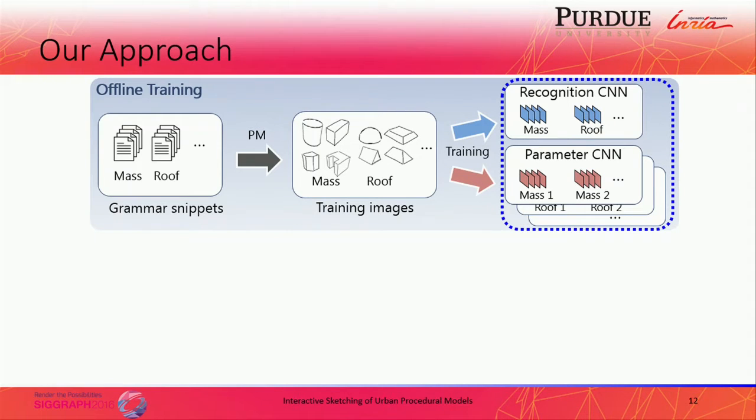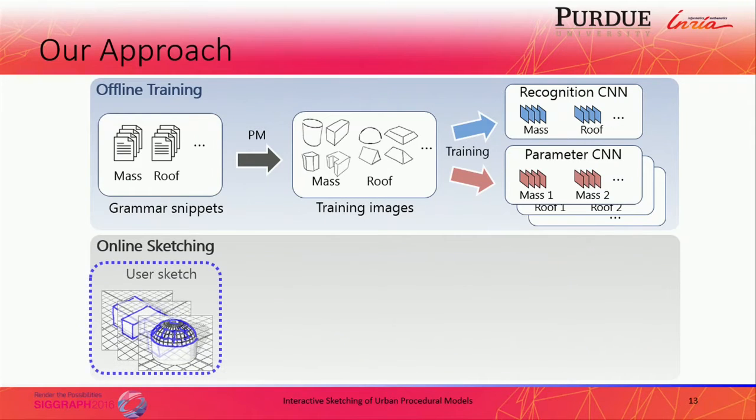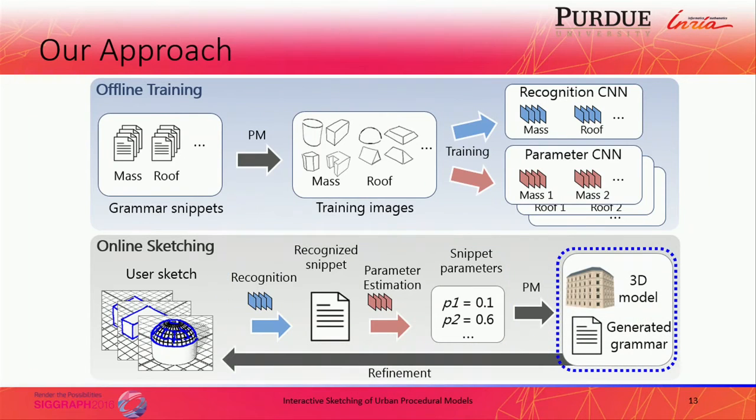During the online sketching, the user draws a part of a building, and the trained CNNs are used to find the best grammar snippet and estimate its parameter values. Then the system generates a grammar, and a 3D model appears. Please note that the output from our approach is a grammar that generates a 3D model that looks similar to the user sketch.